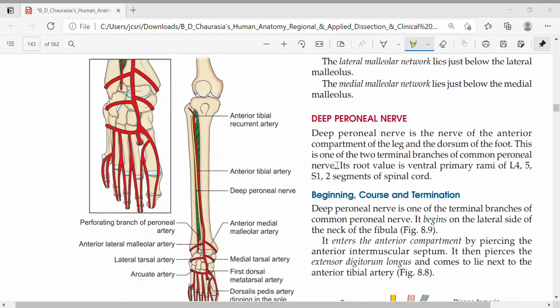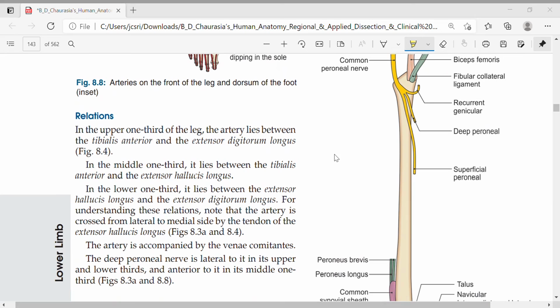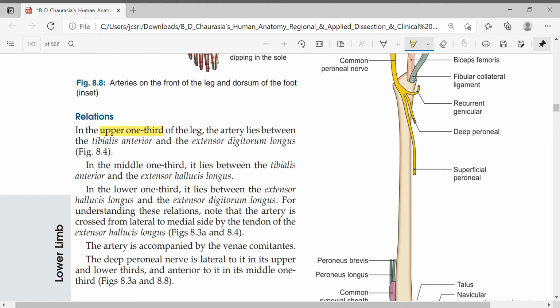So next is about the relations of the anterior tibial artery. In relation, in the upper one third of the leg, the artery lies between the tibialis anterior and the extensor digitorum longus. So you can see in the upper one third, the artery lies between tibialis anterior and the extensor digitorum longus. This is the tibialis anterior, and this is the extensor digitorum longus.